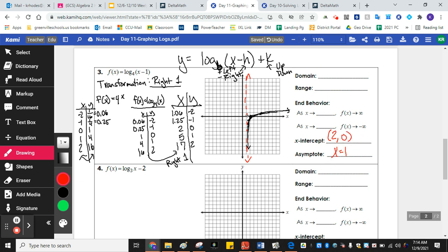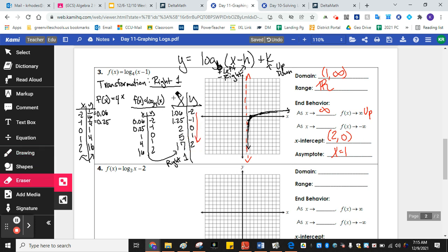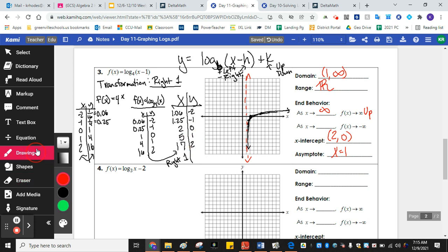Domain, we're starting on the left, working to the right. First thing to get to is my asymptote at 1 to infinity. Range, down forever, up forever. As this graph goes up, my x values just keep getting bigger and bigger. As my graph goes down, going the other way, my x values are getting closer and closer to my asymptote.